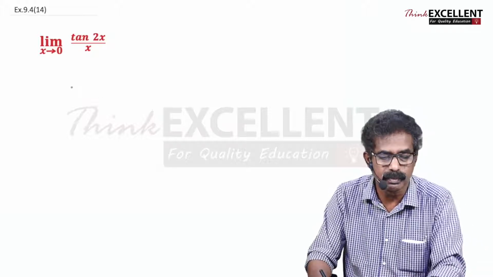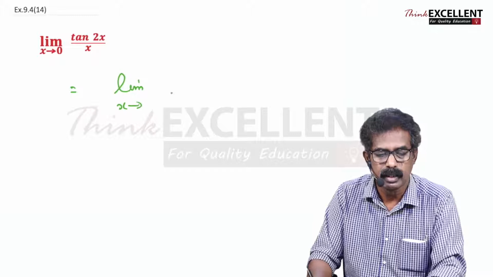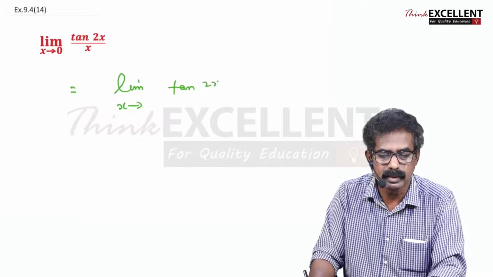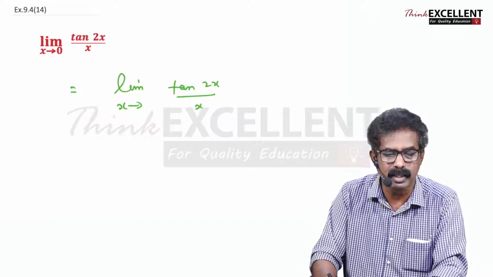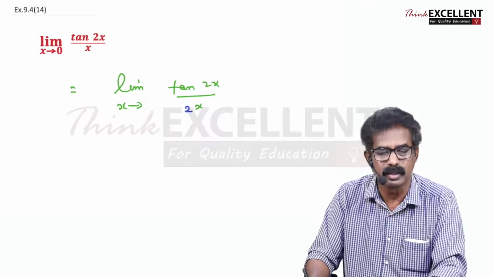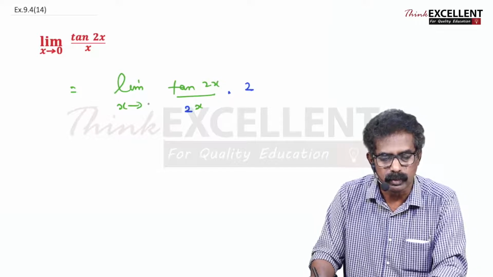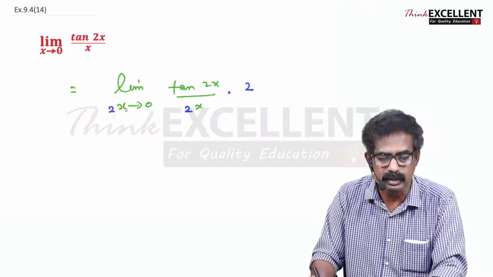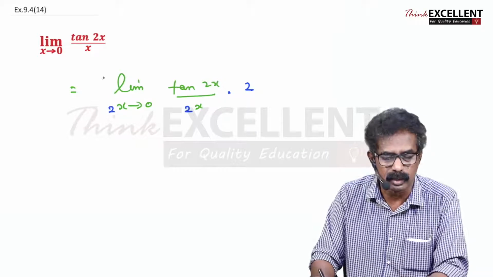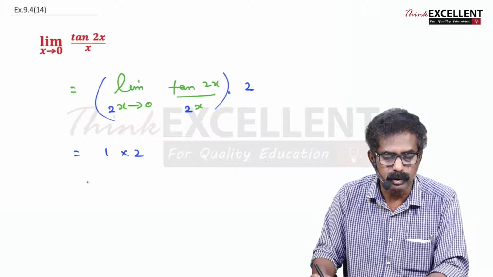Please listen, it's a very simple question. Limit x tends to 0, tan 2x by x. Since we have 2x here, we need a 2 here, right? So divide by 2 and multiply by 2. X is tending to 0. But I want 2x, so multiply by 2 on both sides. So 2x is tending to 2 into 0 is 0 only, no? So now this part is 1. So 1 into 2, your answer is what?